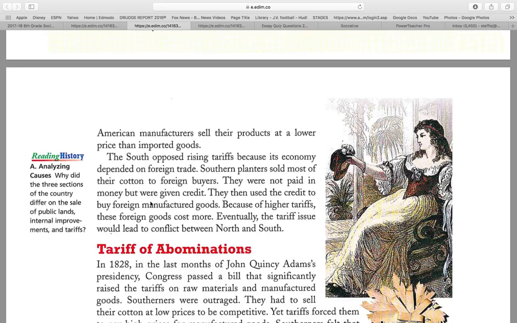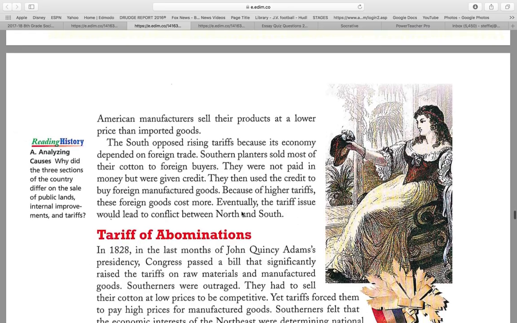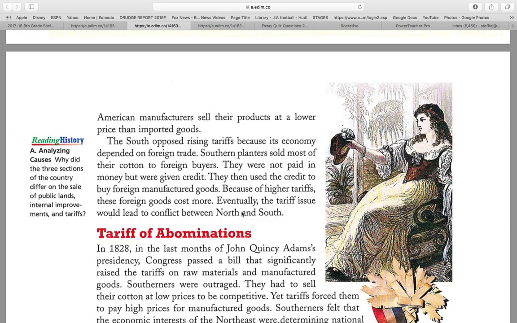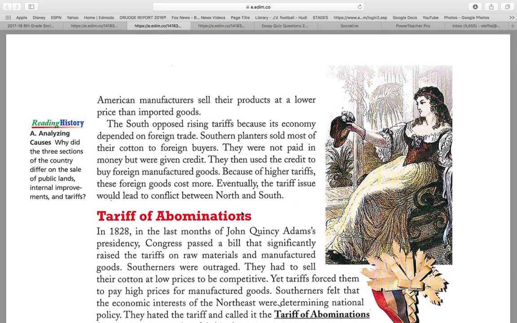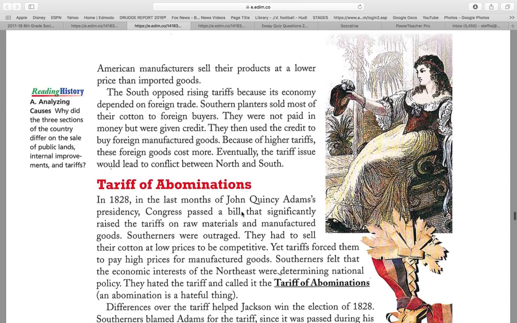The South opposed raising tariffs because its economy depended on foreign trade. Southern planters sold most of their cotton to foreign buyers. They were not paid in money, but they were given credit. Then they used this credit to buy foreign manufactured goods. Because of the high tariffs, these foreign goods cost more. Eventually, the tariff issue would lead to conflict between the North and South.